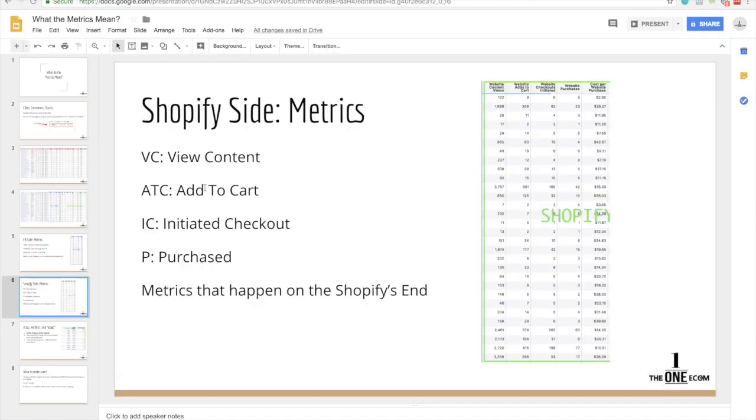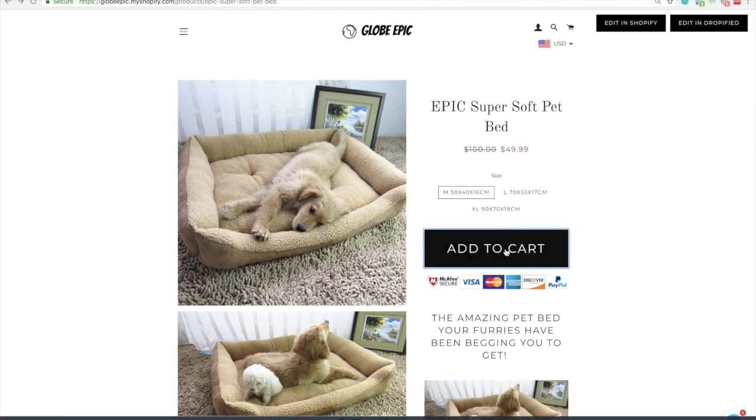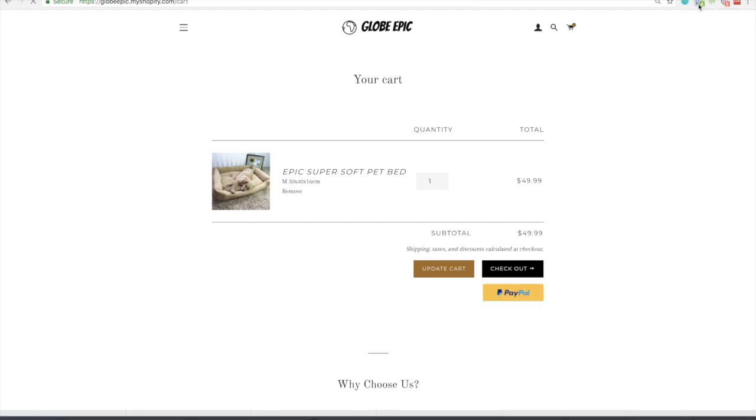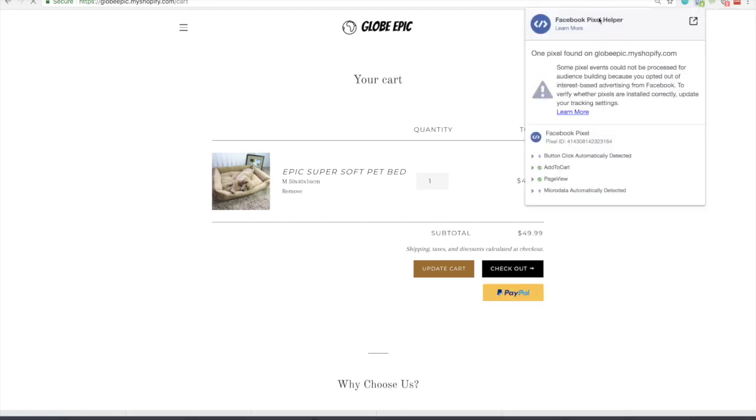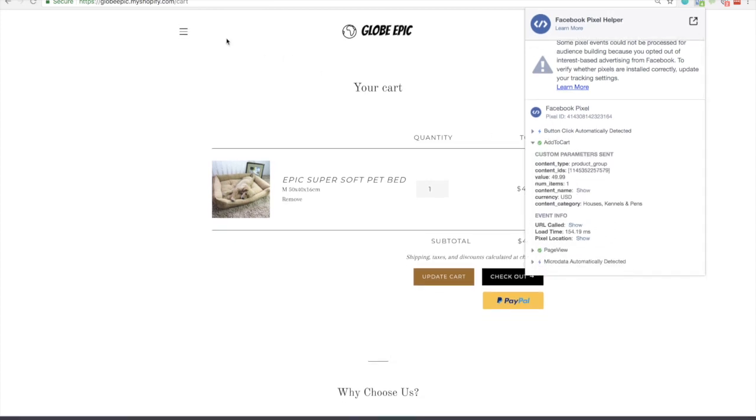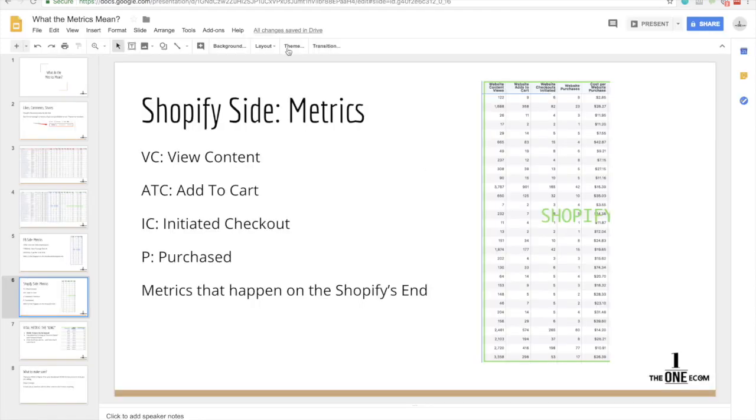Now, then you have add to cart, which is the next step, right? Website add to cart is how many people actually went in and clicked add to cart. So if I click add to cart, which I just did, the pixel should fire add to cart. Give it a moment right here. Let me check on Facebook Pixel Helper. Right, Facebook add to cart right here, right? And that's the second step of your website.